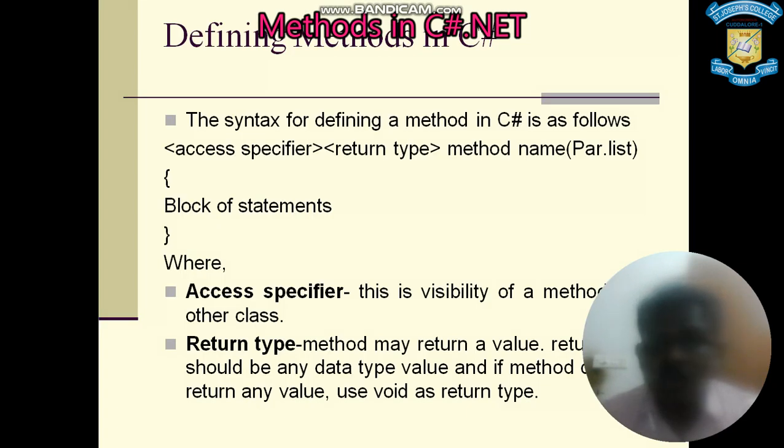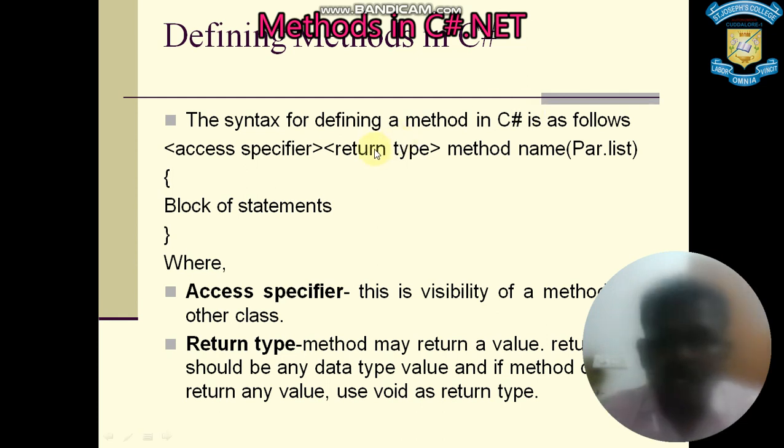So we will discuss one by one. The next slide is how to define a method. Here the syntax: the first is access specifier, second is return type, third is method name, fourth is parameter list, fifth is block of statements. Access specifier is nothing but the visibility of your method from other classes. Visibility in the sense of scope of the method. We will discuss access specifiers later. Here some of the access specifiers are private, public, protected, and C# provides the internal access specifier also.